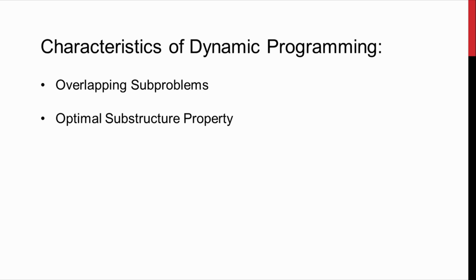Before moving on to understand different methods of solving dynamic programming problems, let's first take a look at the characteristics of a problem that tell us we can apply dynamic programming to solve it. First is overlapping subproblems and second is the optimal substructure property.